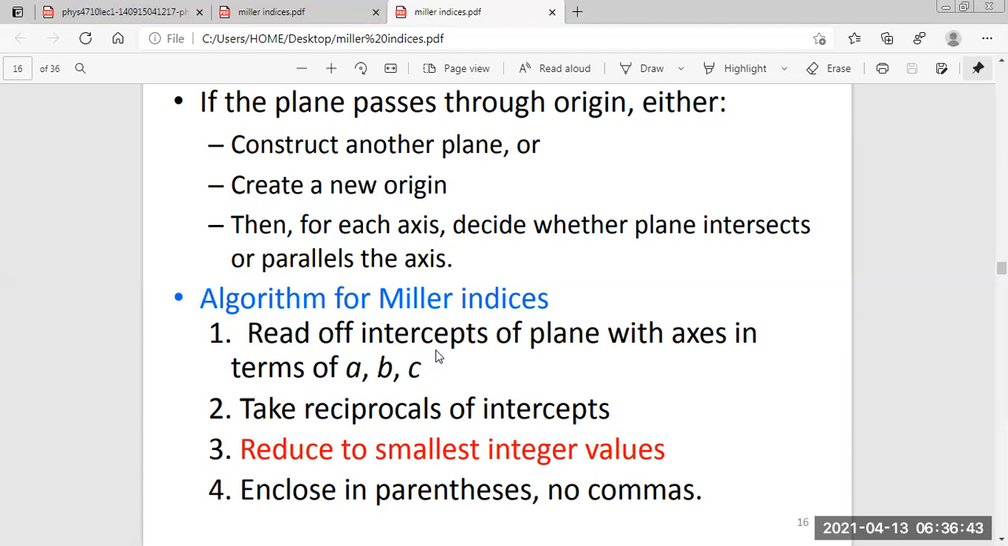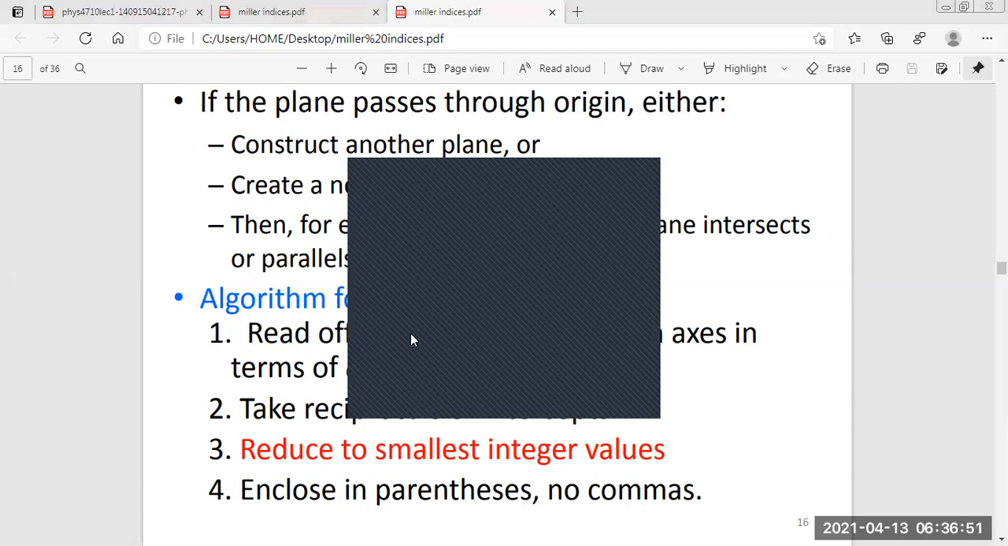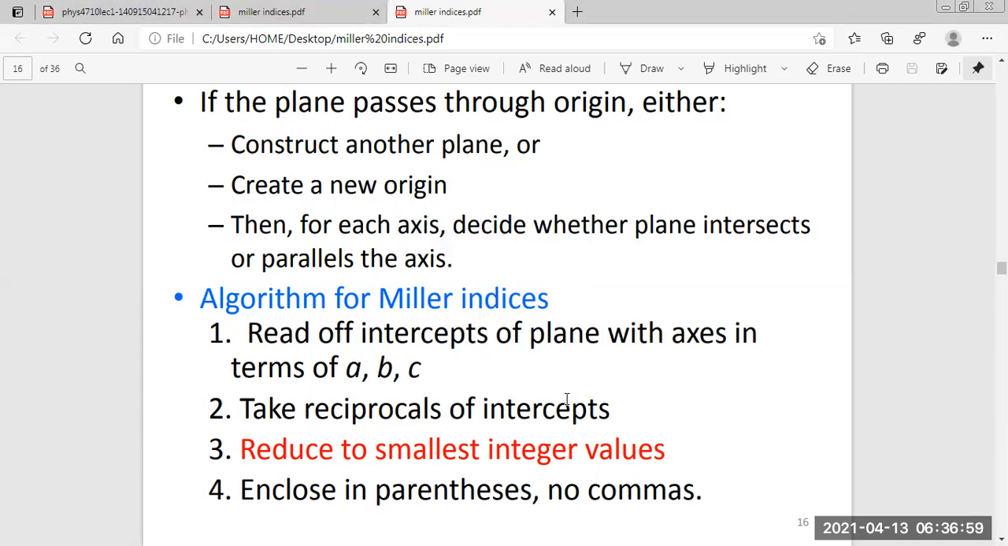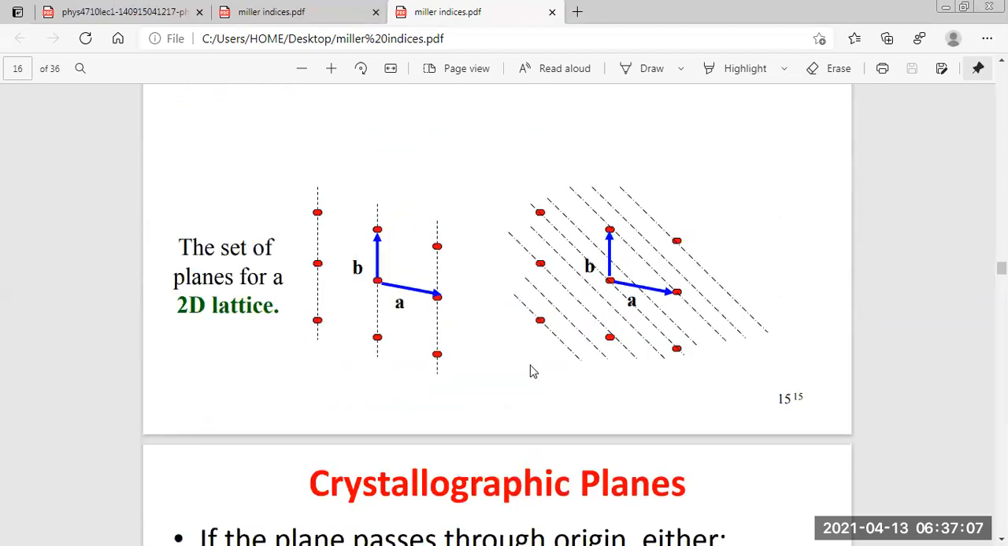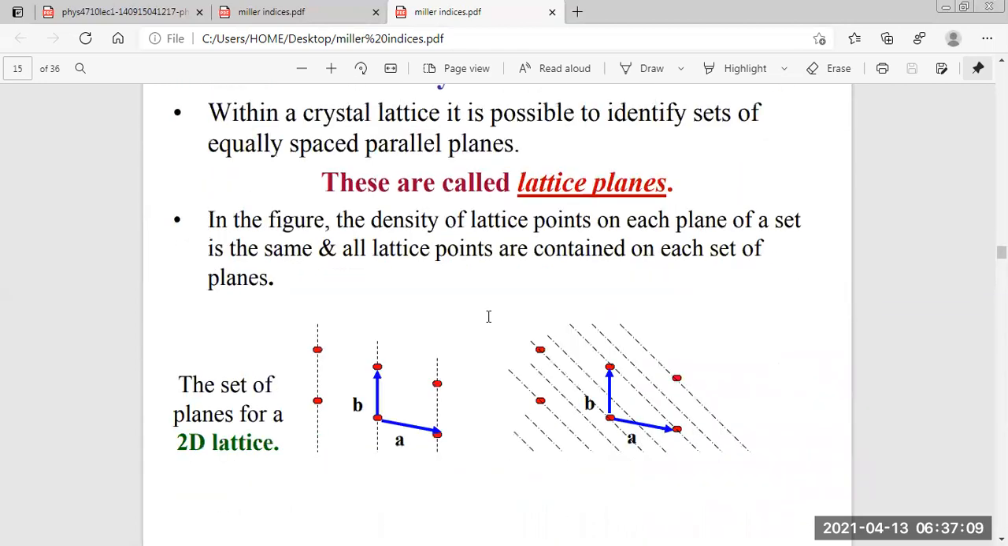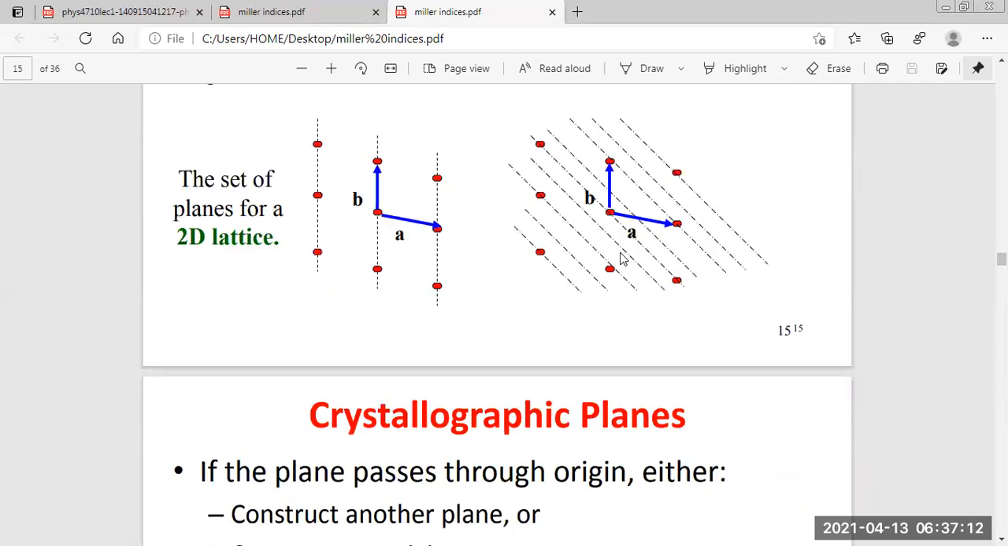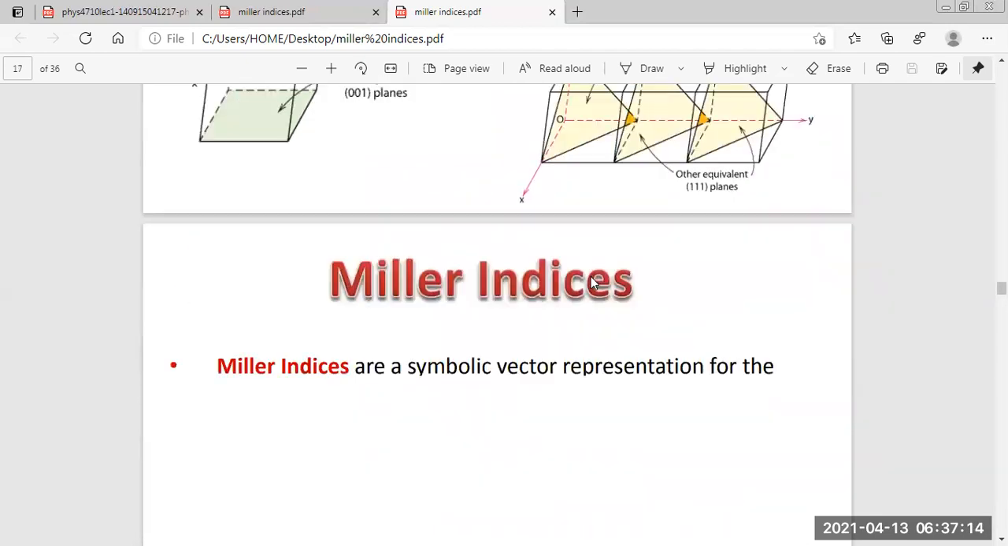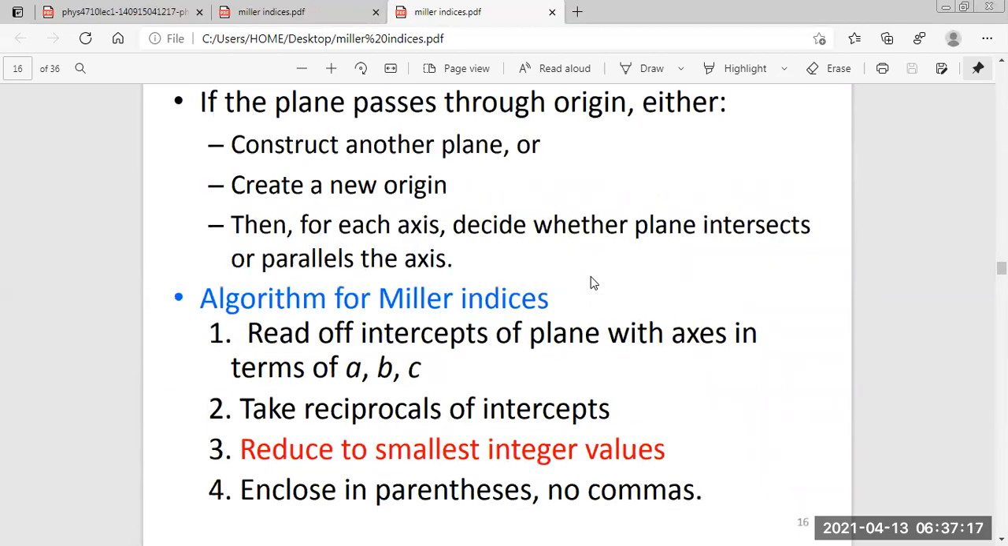So what is the need for Miller indices? Miller indices help us to know the exact location, or the exact concentration, of the constituent particles. So what is the procedure to evaluate Miller indices? First of all, the plane is ready. Our crystal plane is ready. This is your crystal plane in 2 dimensions, right? So here, how do we evaluate the Miller indices?